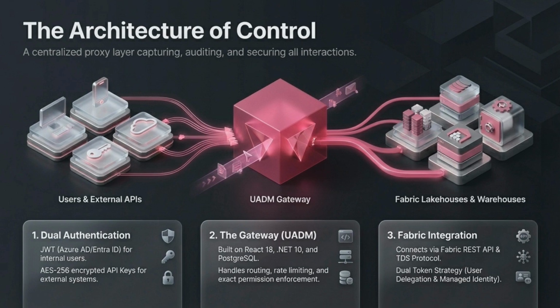This is the brain of the operation. Built on a modern .NET 10 stack, it handles all routing and enforces permissions in real time. Finally, Fabric integration. We connect directly to our data warehouses using a dual token strategy. This ensures that data access is always delegated and highly secure. In short, it's a fast, audited, and fully encrypted bridge between our users and our data.